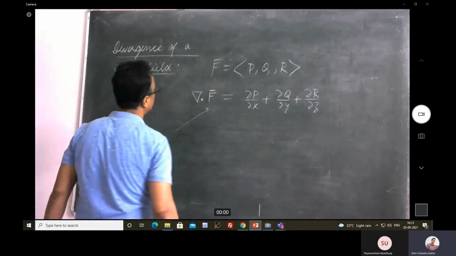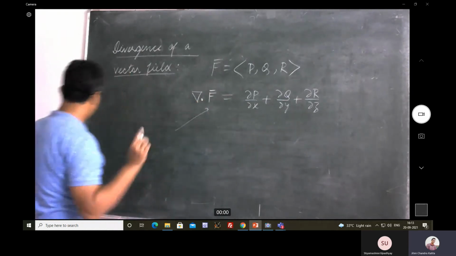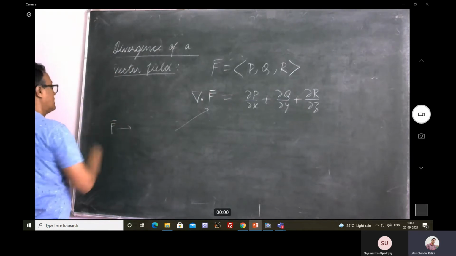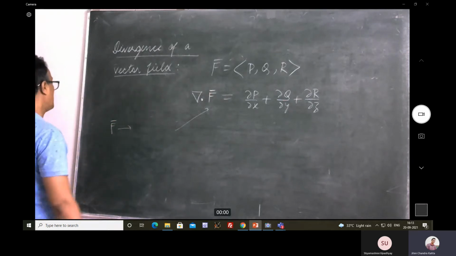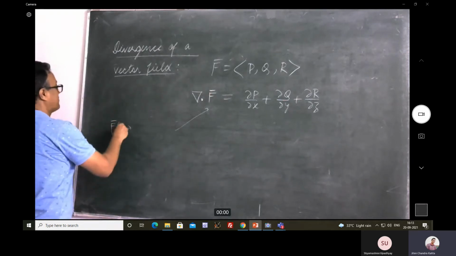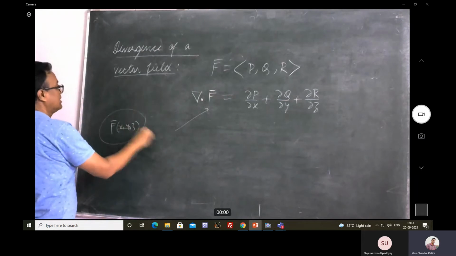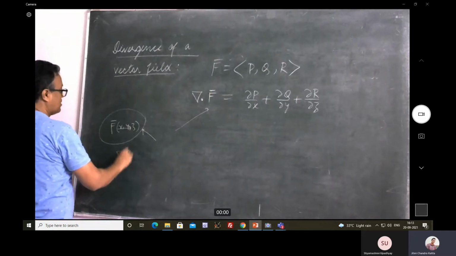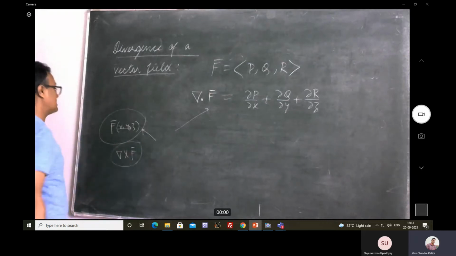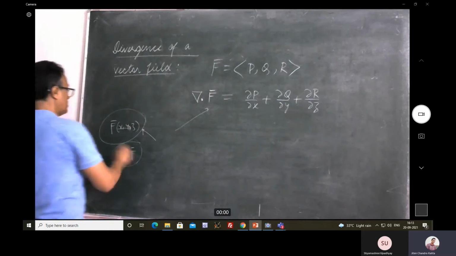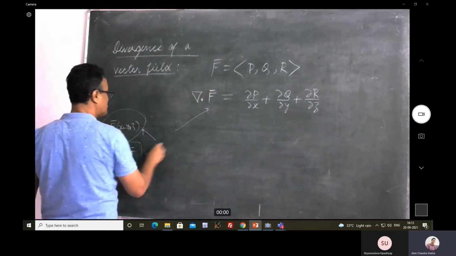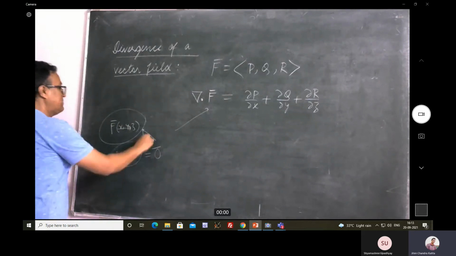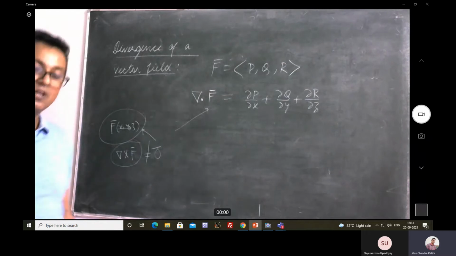Again, I have forgotten to tell you something. When I told you that F is the velocity of a fluid in a certain domain, say F(x, y, z) denotes the velocity of fluid at each point of a fluid region, I told you that curl of F designates the rotation of the fluid. That is why if the curl of F is 0, we say that the fluid is irrotational, and if it is not equal to 0, we say that the fluid is rotational.